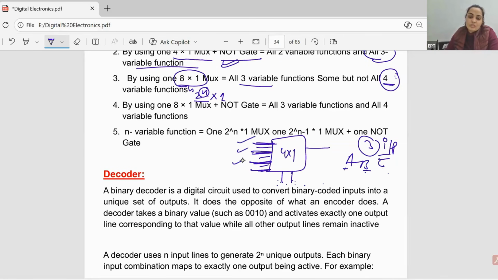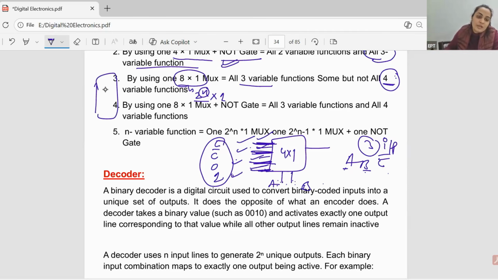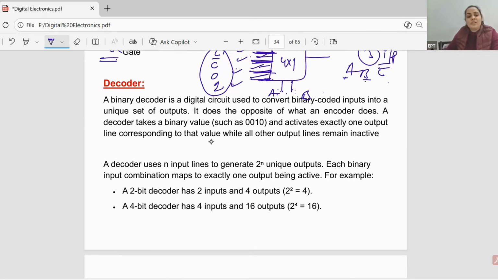So at these 4 input data lines, if you are using AB as select lines, then C, C bar, 0 and 1, these are the 4 possible data values here, okay. Like this you can implement. And if you have an 8 to 1 mux, then all the 3 input variables will be used as select lines, and the 8 data lines will be connected to 0 or 1, okay, and you will get the output.